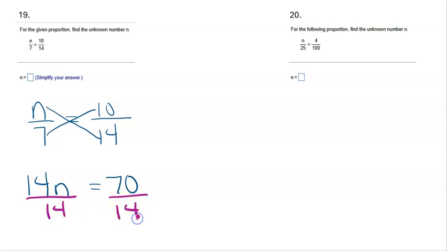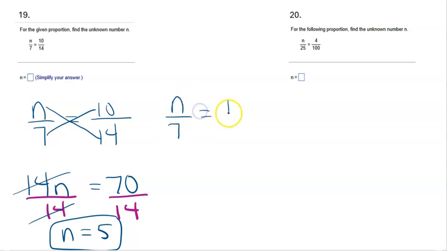Now, honestly, y'all, this is a skill that you learn later in an algebra class. So I'm going to talk to you about a different way to handle it too, but to me, this is still the easiest way to handle it. Okay, 70 divided by 14. I could do that on my basic calculator. 70 divided by 14, and it is 5. So n is equal to 5. Okay, that's one way to handle it.